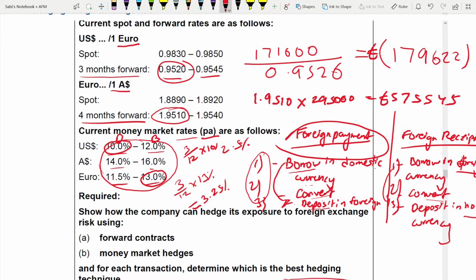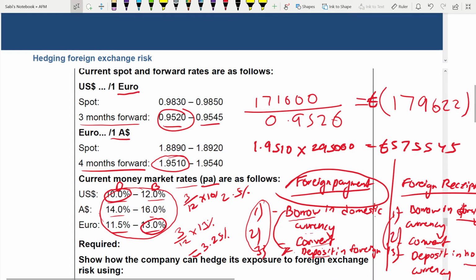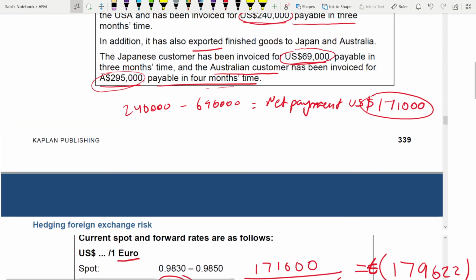Even though it does not make sense that you deposit and then you borrow, you will be borrowing first, then converting, and then depositing. But when you are doing calculations in money market hedging, don't get confused. You start with the foreign currency because you always start with what you have in hand. You have 171,000, which is in US dollar. It's a foreign currency, so you should know what to do with it. You invest. So the investing rate you know.